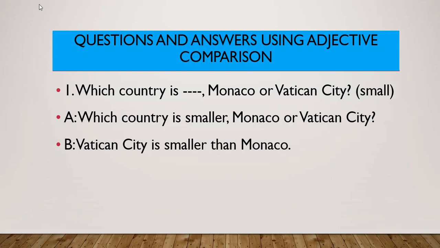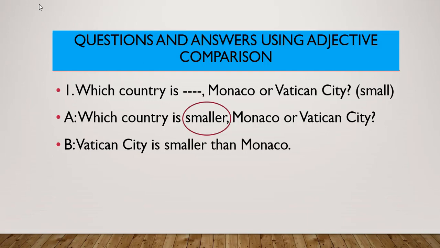Number 1. Which country is dash? We want to use the adjective small. So, Monaco or Vatican City. If you want to ask this question correctly, you will say, which country is smaller, Monaco or Vatican City? Smaller here indicates that you are comparing two things, two countries in this case. The person who wants to answer will now say Vatican City is smaller than Monaco.